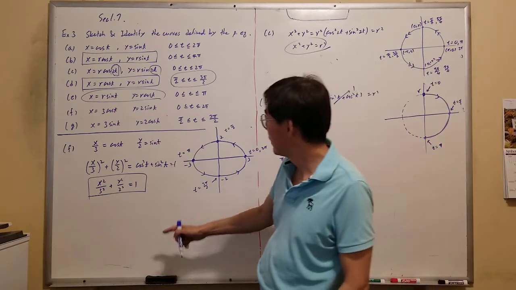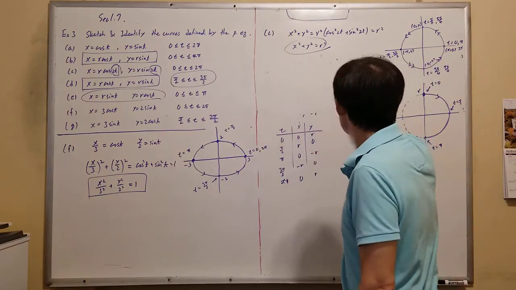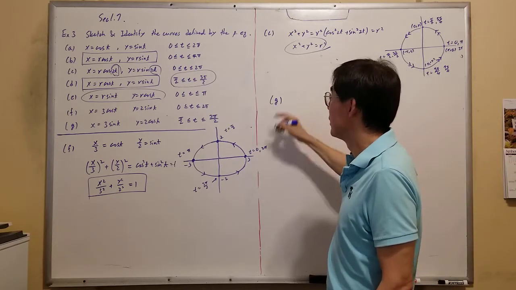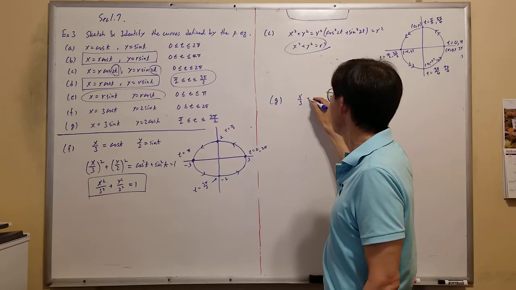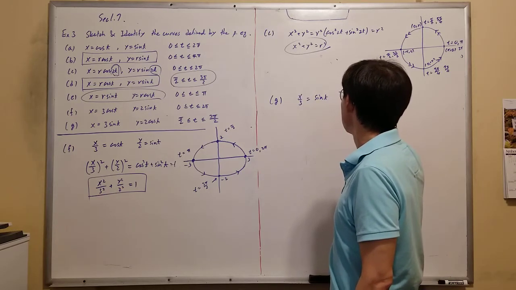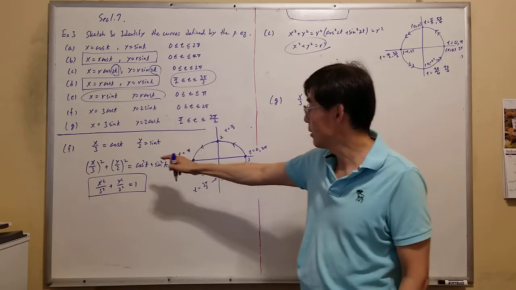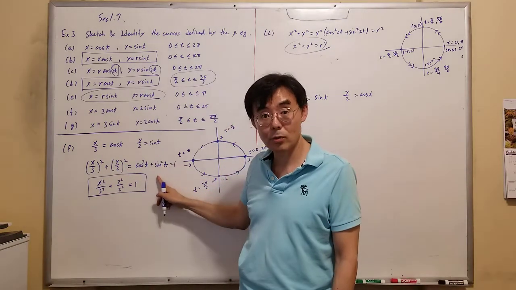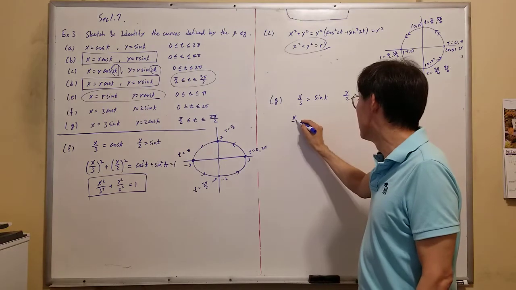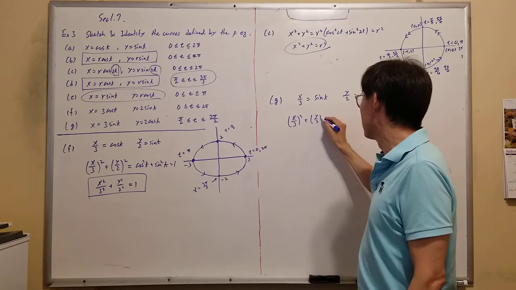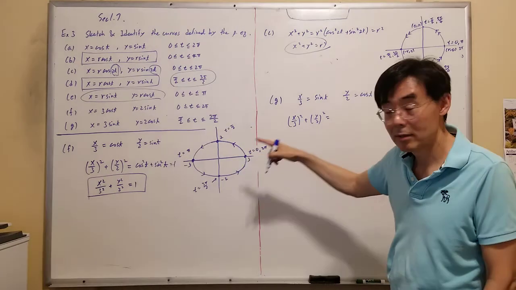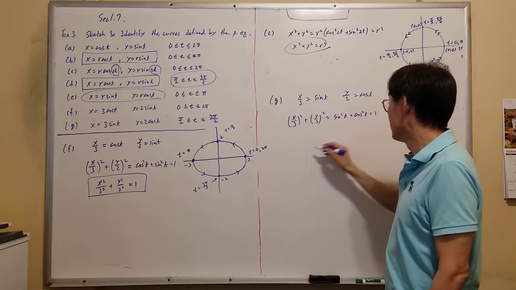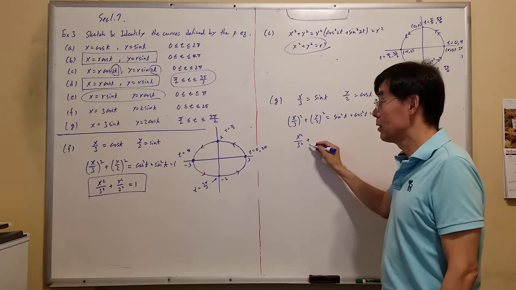What about g? Well, x over 3 equals sine t, y over 2 equals cosine t. Instead of cosine, then you have sine, cosine. So when you square and add, sine squared plus cosine squared will be 1, right? So same thing. The xy equation will be the same as this, because this will also be 1. You have the same graph as f.